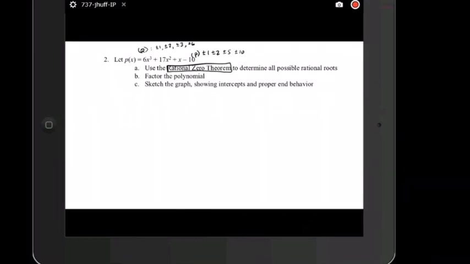So now the list of all possible rational roots is going to be all the factors of P divided by all the factors of Q. The way I do it is I start with one value of P, like plus or minus 1, and then divide that by all the factors of Q, and then move on to the next value of P. So we have plus or minus 1 over plus or minus 1, which is plus or minus 1. Then we have 1 over 2, 1 over 3, and then 1 over 6.